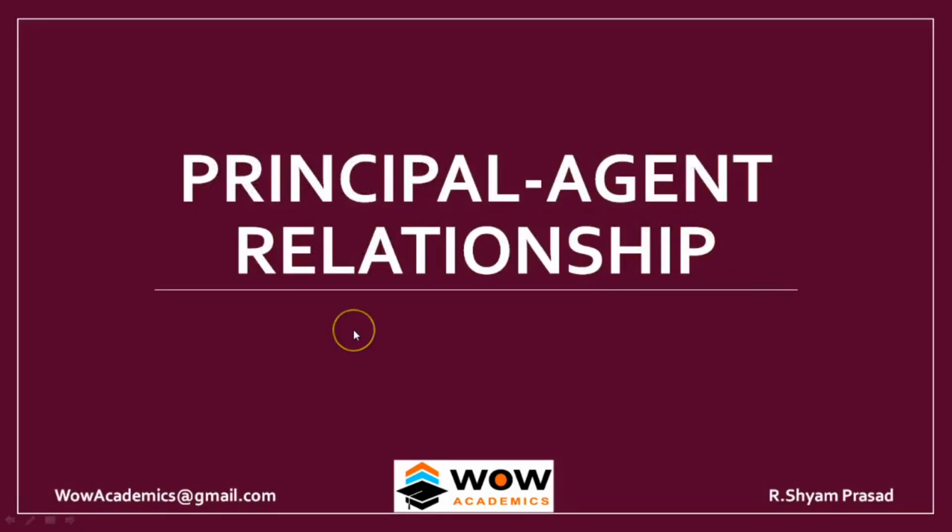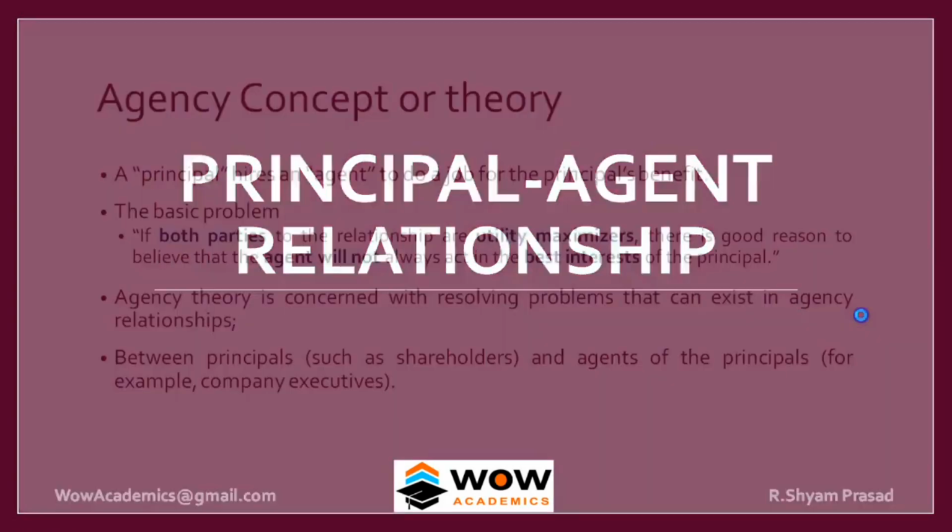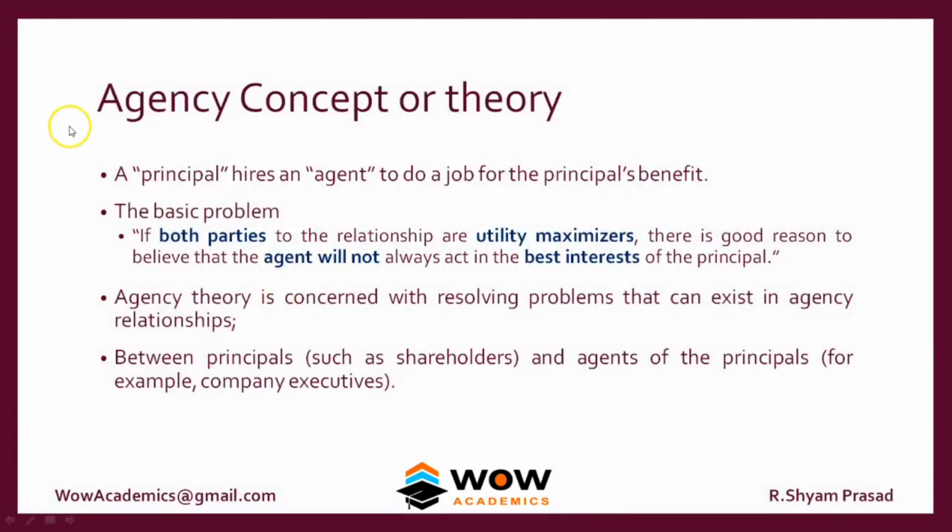So here we will look at what is the principal agent relationship between the shareholders and the CEO. We will also see what kind of problems this will lead to and how to resolve those problems. So here we will start with the agency concept or theory. A principal hires an agent to do a job for the principal's benefit.